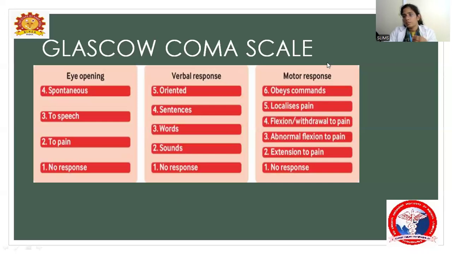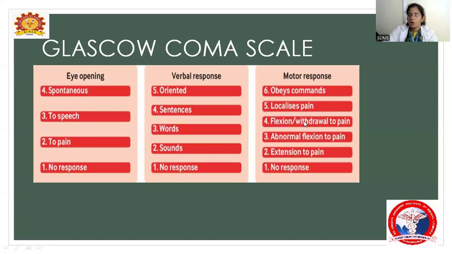Okay. So motor response is 6. So M6 includes the patient is obeying commands. For example, if you are asking the patient to lift your leg or lift your arm, if the patient is obeying those commands, it is called M6. So what is M5? M5 is localizes the pain. For example, if you are giving a pain stimulus in the suprasternal area, the patient will move the hand to the suprasternal area. That is called localizes pain.